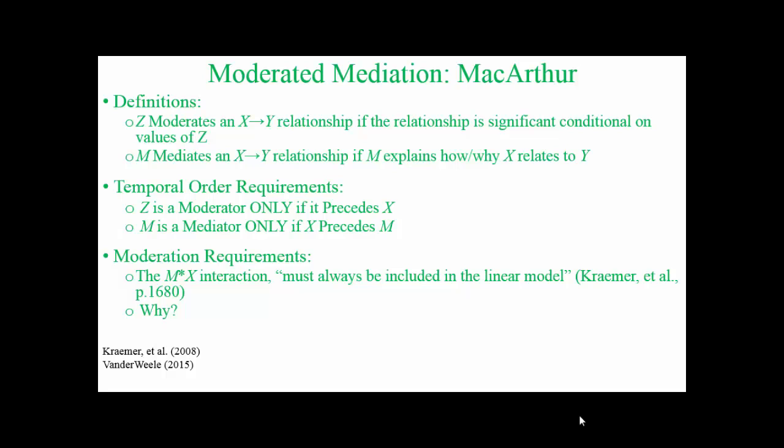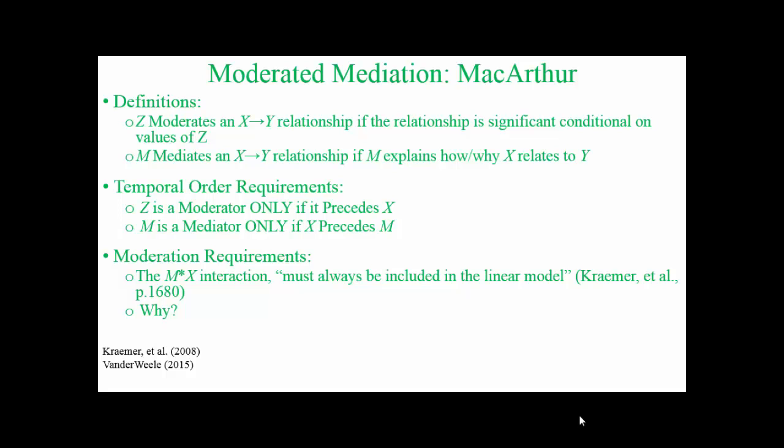So, if Baron and Kenny doesn't work, then how should we be thinking about mediation modeling? The MacArthur method provides the answer. The first thing that you'll see in the citations on the MacArthur method are some definitions. And they say Z moderates an XY relationship if the relationship is significant, conditional on certain values of Z. Makes sense? And M mediates an XY relationship if M explains how or why X might relate to Y. That also makes sense. But what they also talk about is temporal order requirements.